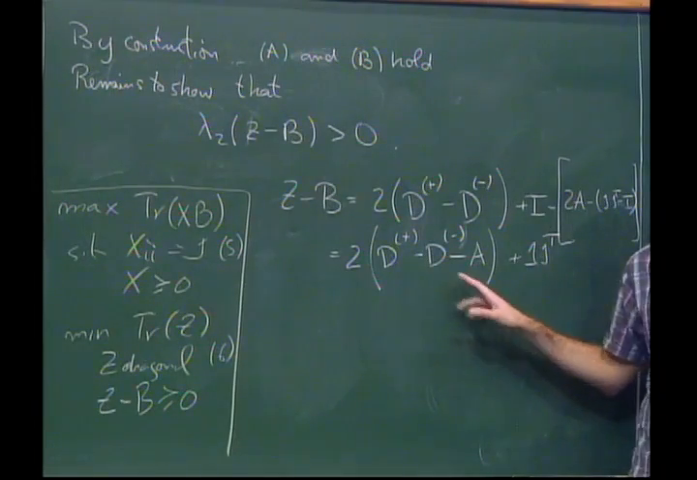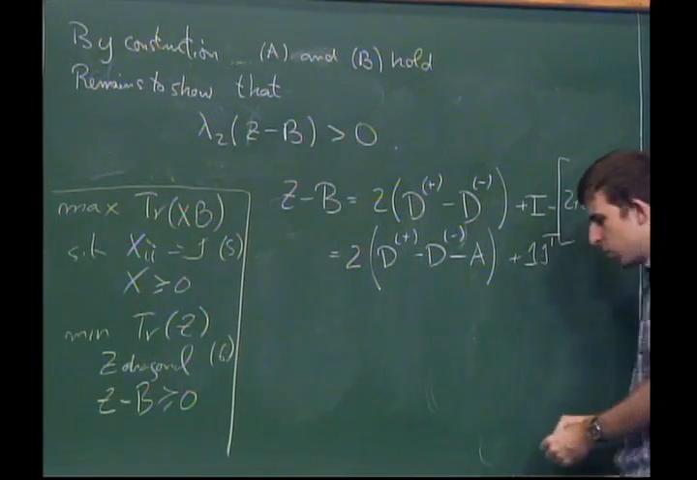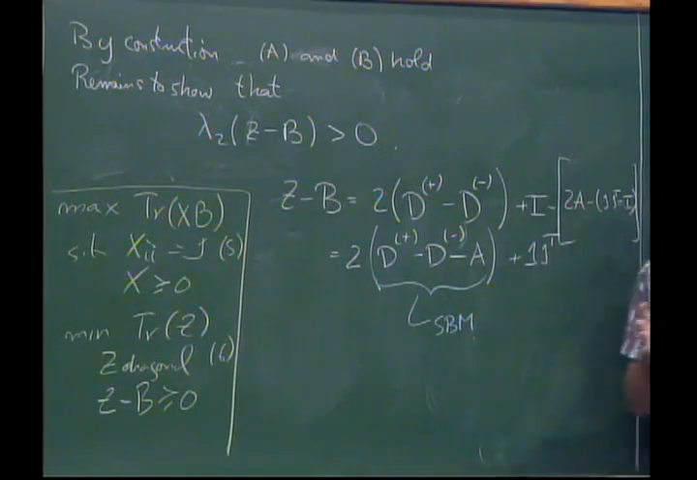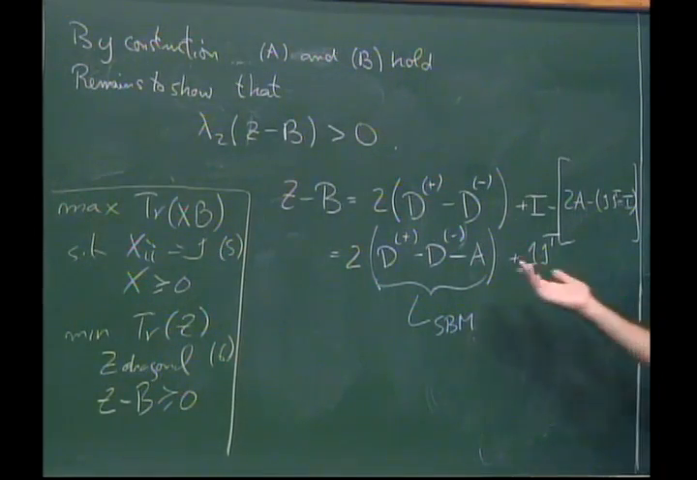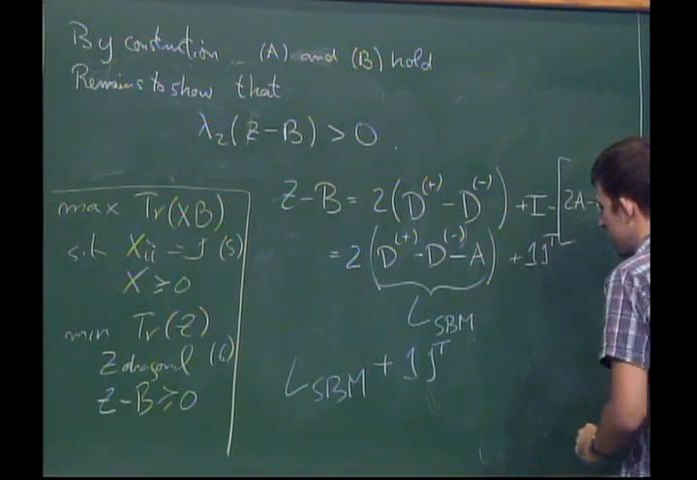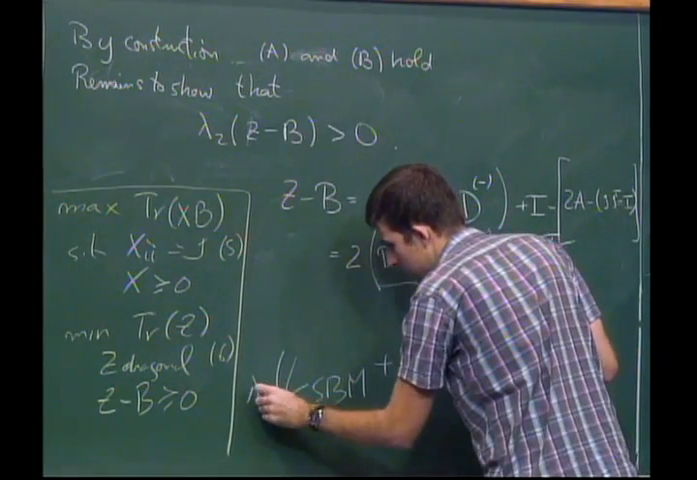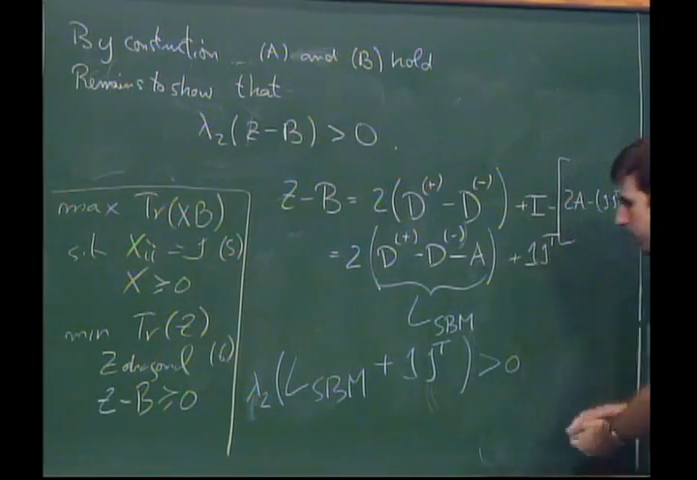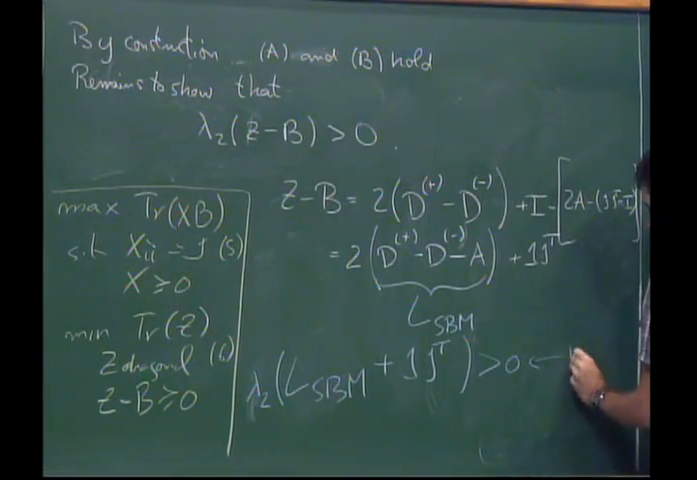And this looks a lot like a Laplacian. A Laplacian of a graph is usually the degree matrix minus the adjacency matrix. So I'm going to call this the stochastic block model Laplacian. It's not exactly a Laplacian, but it's sort of the Laplacian for the partition. You take the normal Laplacian, but instead of taking the degree, you take the difference between the within cluster degree and the across cluster degree. Now we just need to show that L of SBM plus 1 transpose has a big spectral gap. So it's starting to look simpler and simpler.